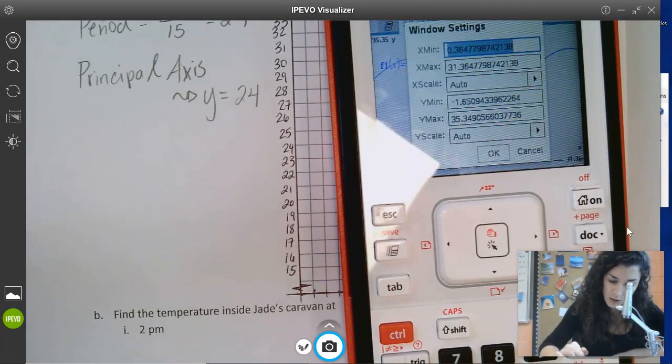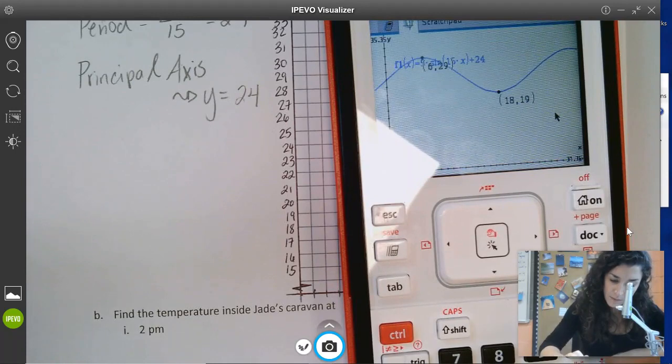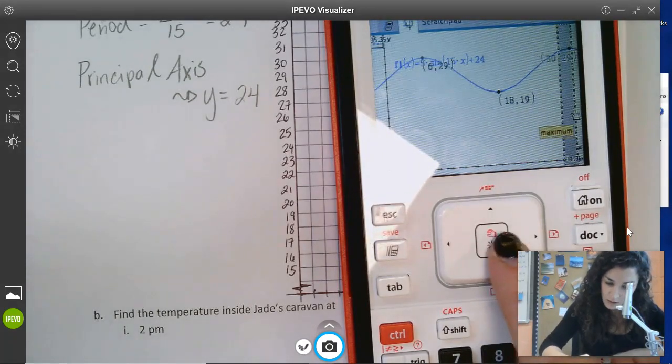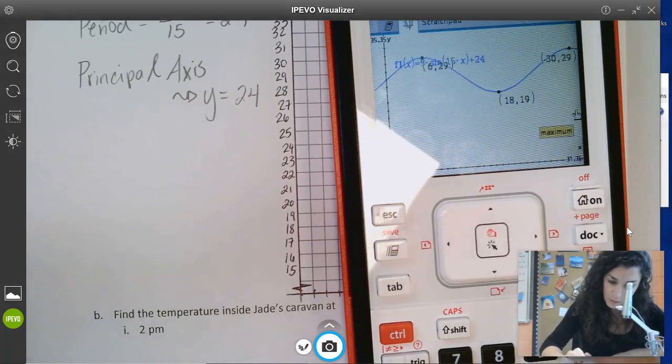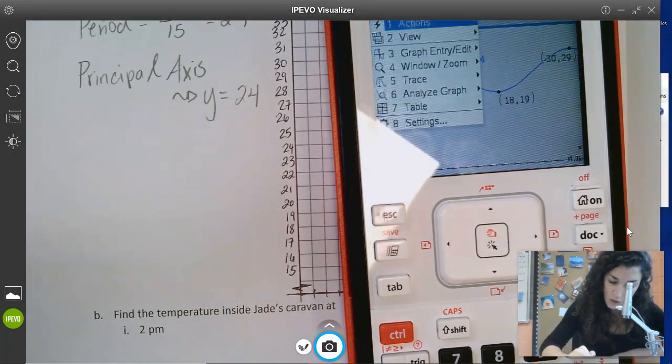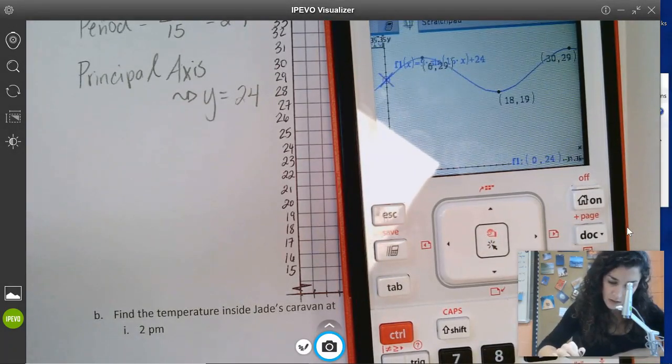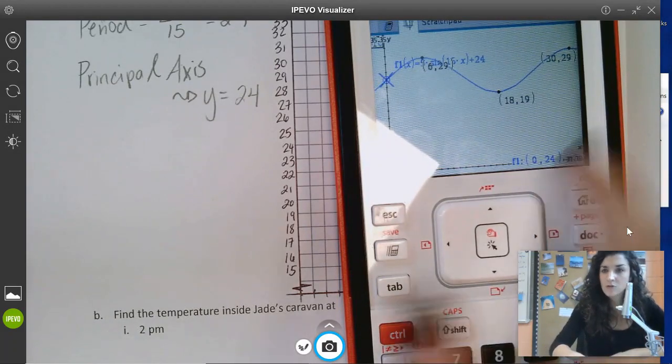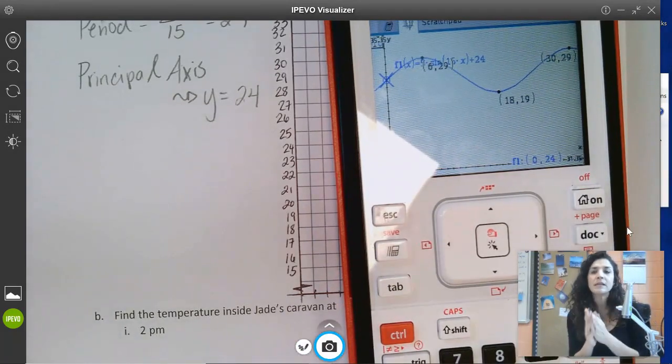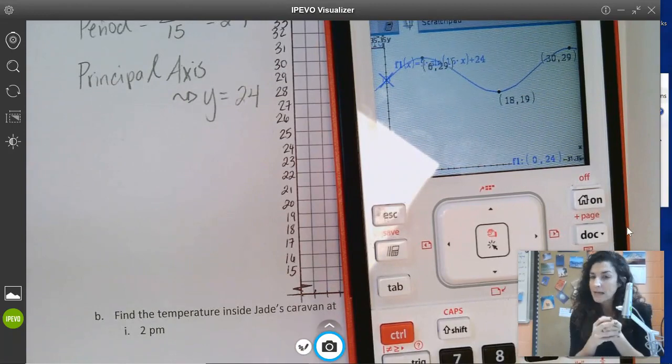I'm going to change my window just a little bit so I can get that maximum over here. There we go. And I do want to know what my y-intercept is. And it's 0.24. Okay, so I grabbed some key things: maximums, minimums, y-intercept. Those are the main points that you want to grab.